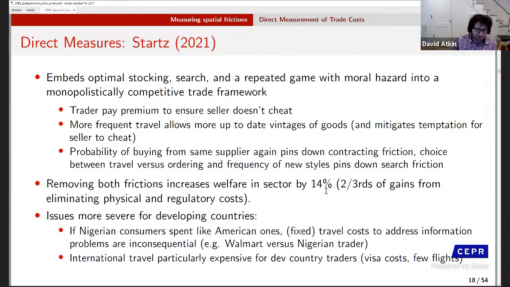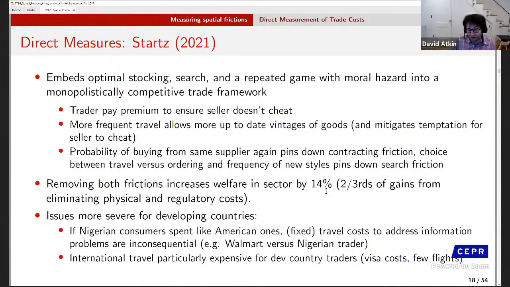And so, using that intuition and the structure of her model, she shows that both these frictions are important, and removing them together, and there's some complementarity between them, increases welfare in the sector by about 14%, which is about 2/3 the gain from eliminating physical or regulatory costs that we normally think about as the primary distance-related spatial frictions. The other thing that's interesting here, thinking about development more broadly, is, is this something unique to developing countries or not?